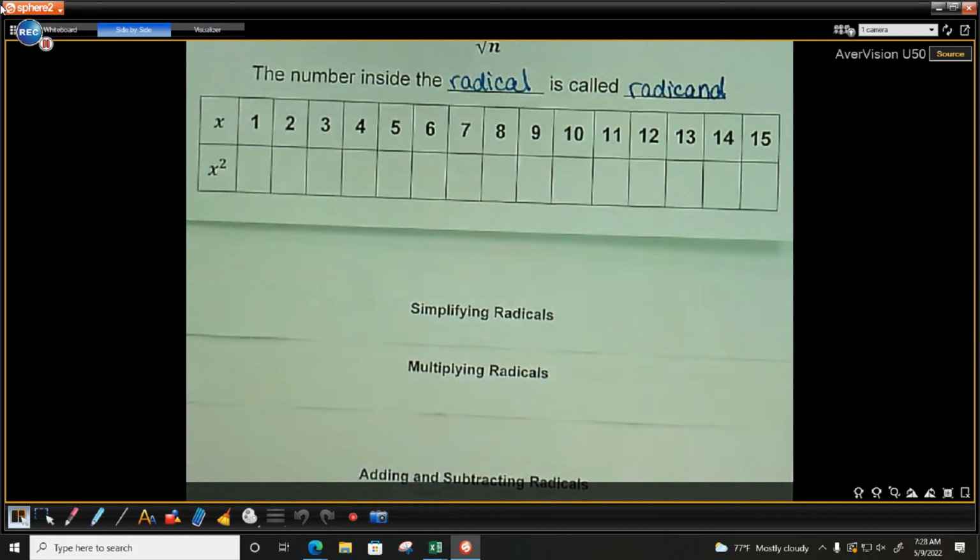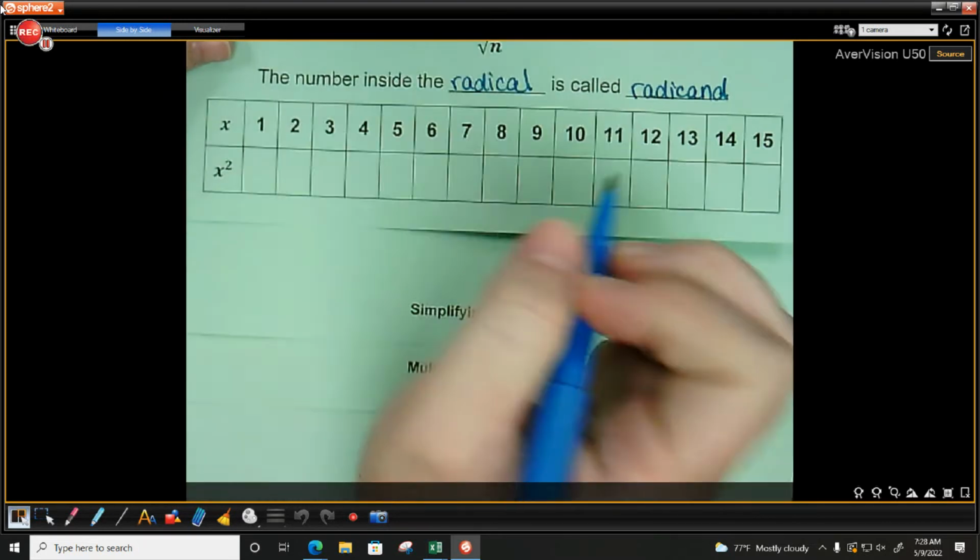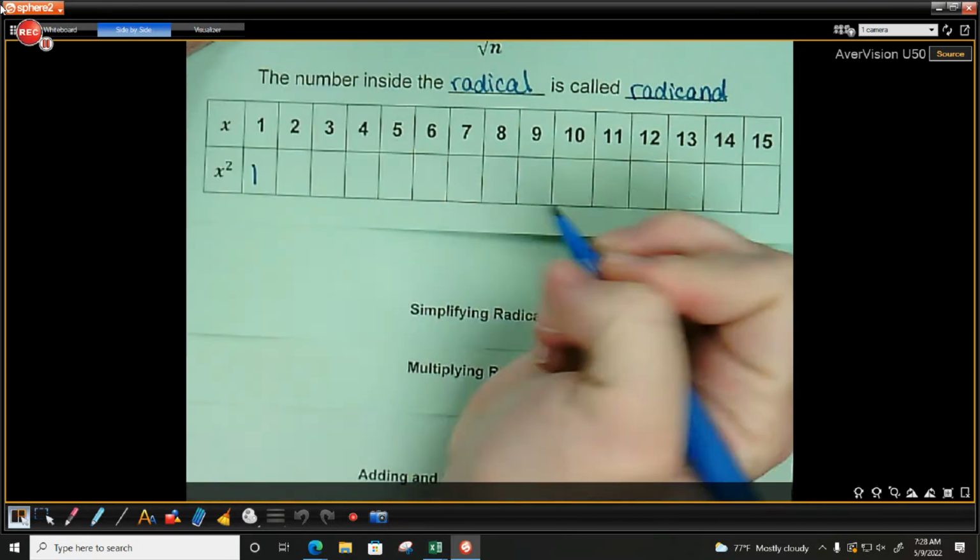When we are simplifying our radicals, it's super important that we know what our perfect squares are. How do you find your list of perfect squares? You just square all your numbers. So what's 1 squared? 1. What's 2 squared?